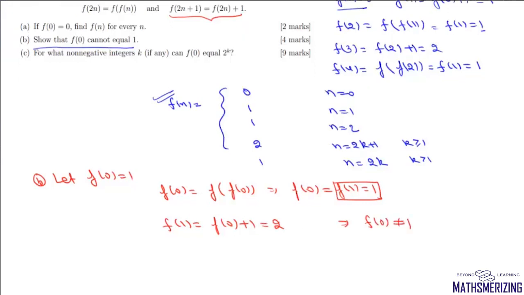Now we'll come to its third part. It says, for what non-negative integers k, if any, can f0 be equal to 2 to the power k? So let f0 equal 2 to the power k. Now we can write f1 as f0 plus 1. So it will be 2 to the power of k plus 1.